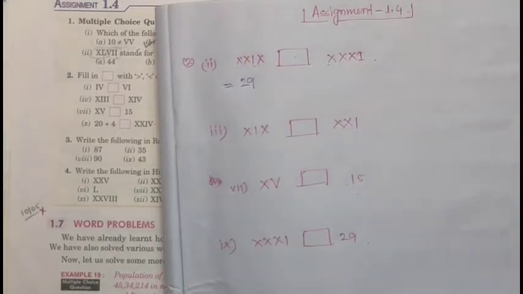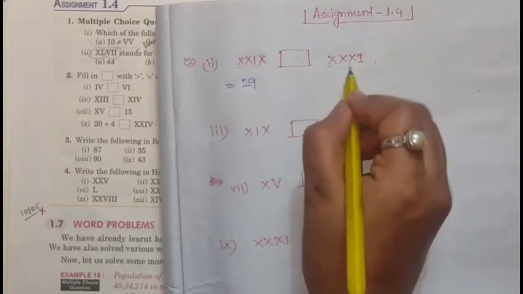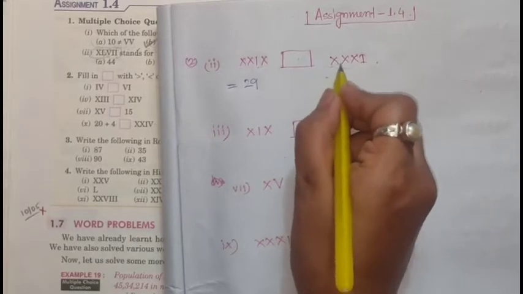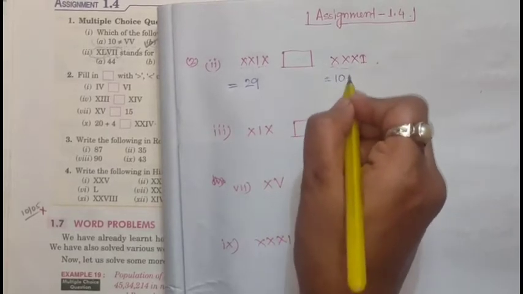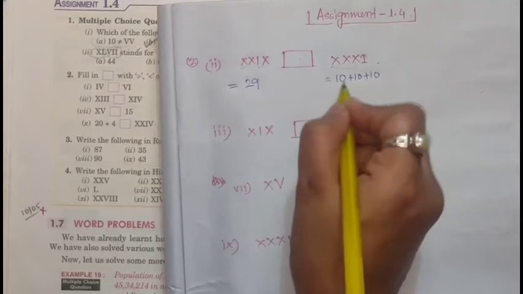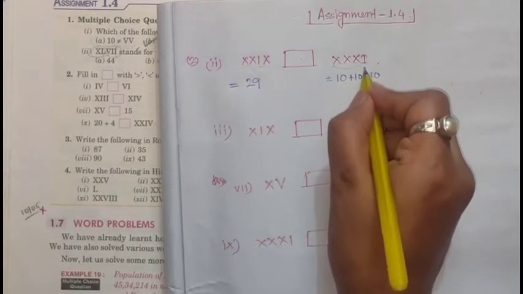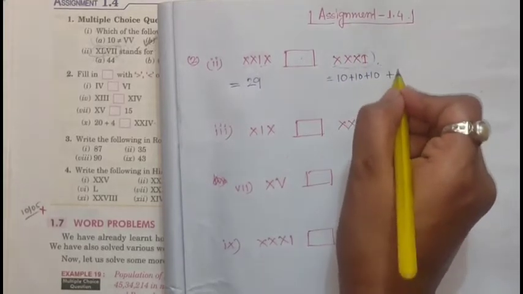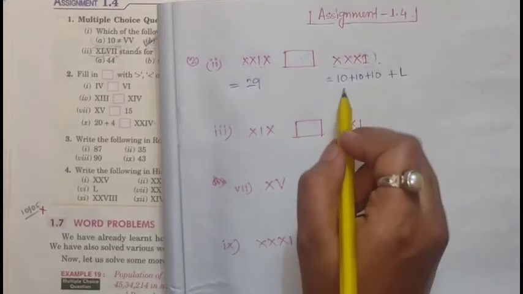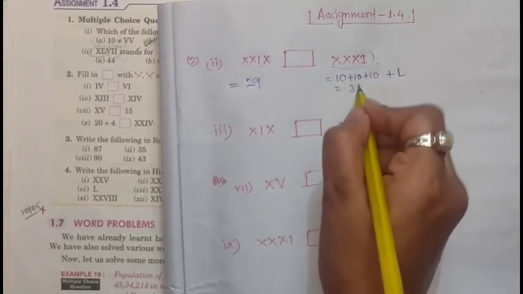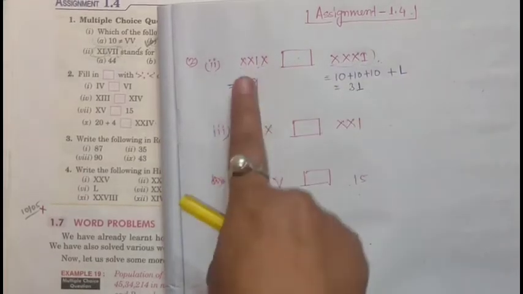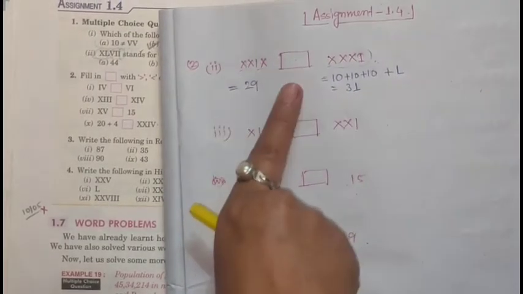How many times it is repeated, we will add that value that many times. So XXX, that means we need to add X 3 times, that means we need to add 10 3 times, then I. So I is written here at the right side. So the smaller value is on the right side, so we need to add this one with this value. So this value will be 31. So what will be the greater between these two numbers, 29 and 31? What is greater?